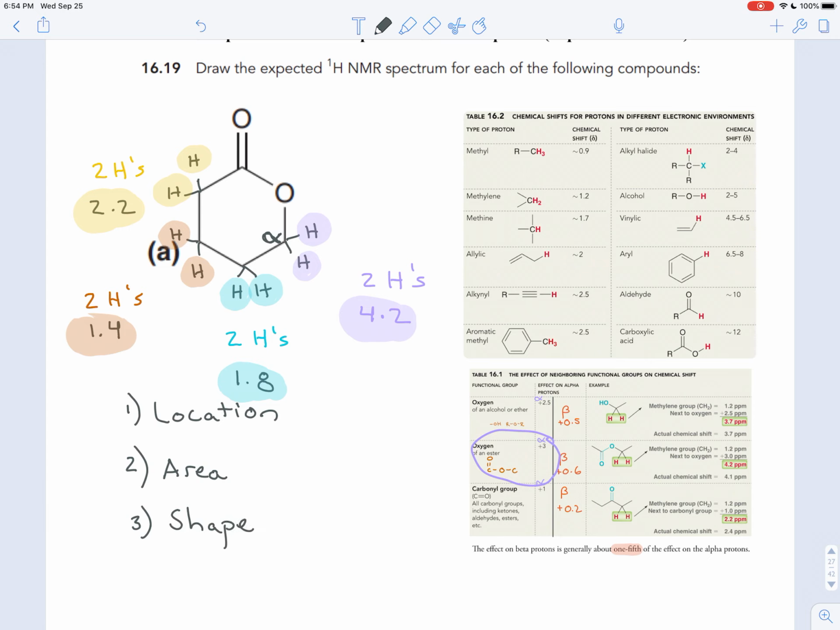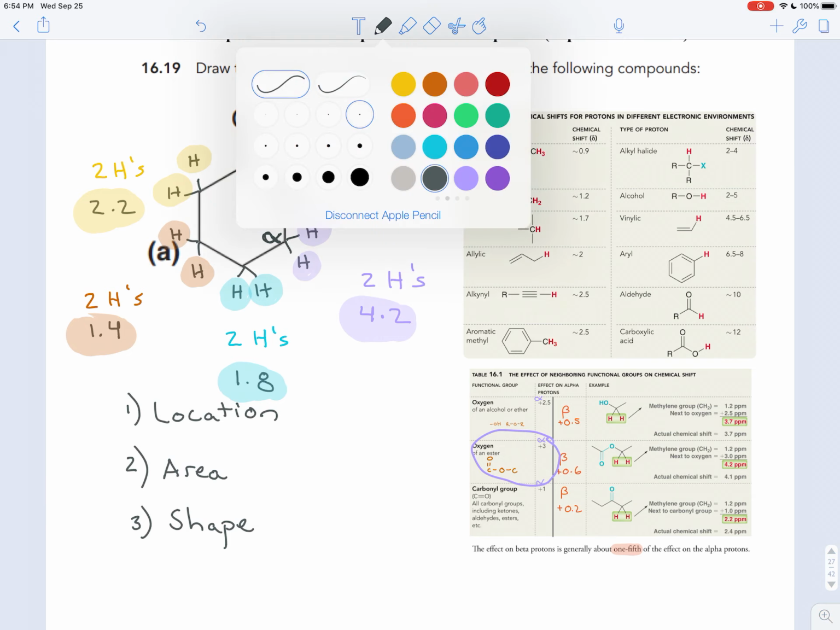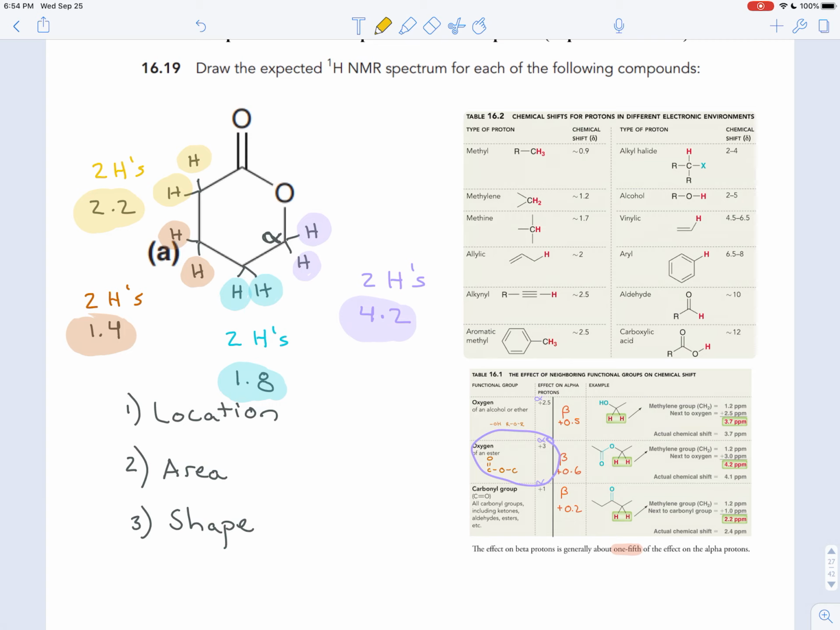What is the splitting pattern? Now for this, you want to look at how many carbons are nearby, how many hydrogens are on the adjacent atoms. So for the yellow ones, this is where the hydrogens are attached. Let's look at the atom to the right. How many hydrogens are there? 0.